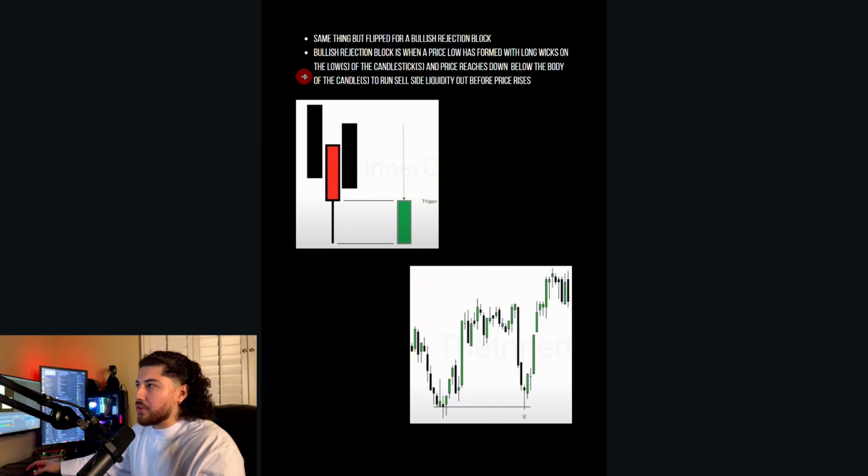Same thing but flipped for a bullish rejection block. Bullish rejection block is when a price low has formed with long wicks on the lows of the candle or candles, and price reaches down below the body of the candle or candles to run sell side liquidity out before price rises. So same thing, but we're going to see price move lower before pushing on higher.